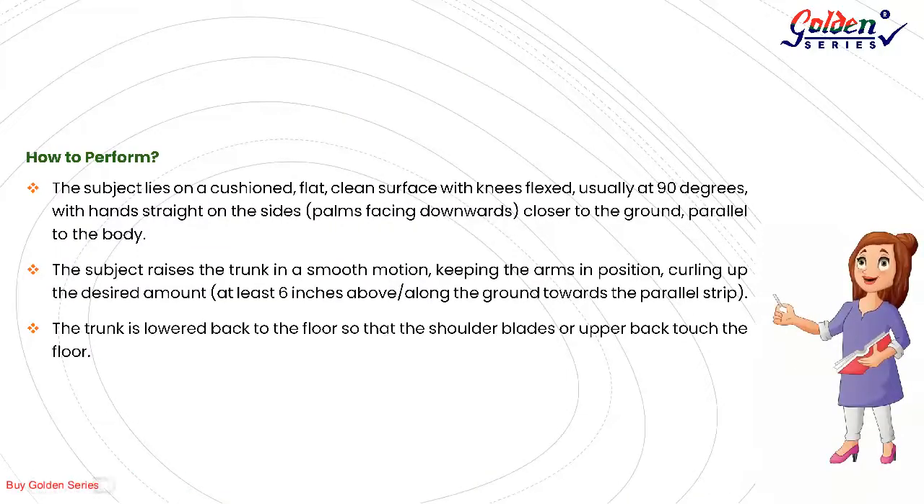How to perform? The subject lies on a cushioned, flat, clean surface with knees flexed, usually at 90 degrees, with hands straight at the sides, palms facing downwards, closer to the ground, parallel to the body. The subject raises the trunk in a smooth motion, keeping the arms in position, curling up the desired amount, at least 6 inches along the ground towards the parallel strip. The trunk is lowered back to the floor so that the shoulder blades or upper back touch the floor.